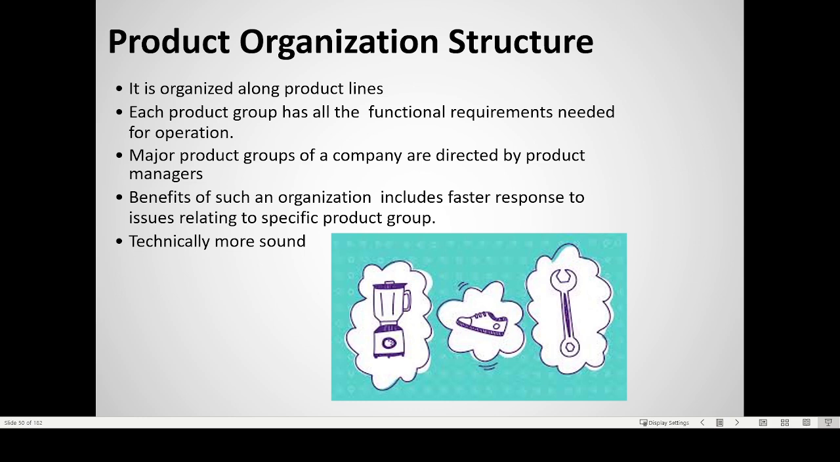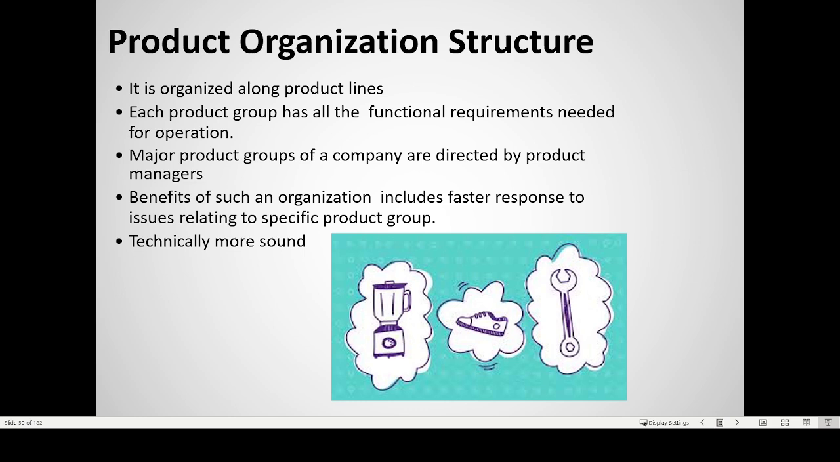So the only way to organize this organization is based on the product, since each line of product has its own manager and its own category and requirements, etc. So each product group has all the functional requirements needed for operation. Major product groups of a company are directed by product managers. Benefits of such an organization include fast response to issues relating to a specific product group.